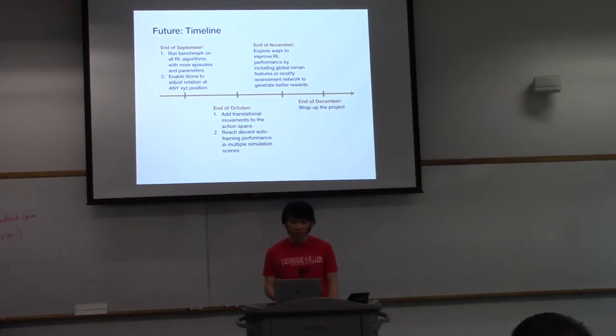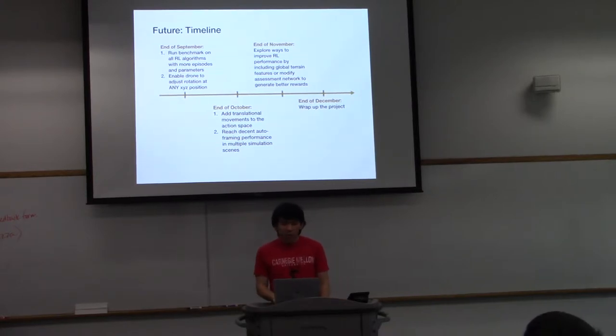And by the end of November, I will explore ways to improve the RL performance by maybe including some more turn features or maybe some depth feature. So we might need to modify the assessment network to work better in the simulation environment so that I can provide better reward. And by the end of December, we wrap up the project.